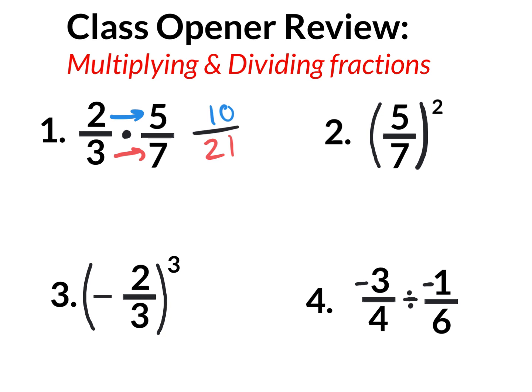When I say try to reduce it, the easiest thing to do is to ask yourself, are they both divisible by 2? No, they're not. Are they both divisible by 3? No, they're not. So they're reduced. That's your answer, 10 over 21, okay?